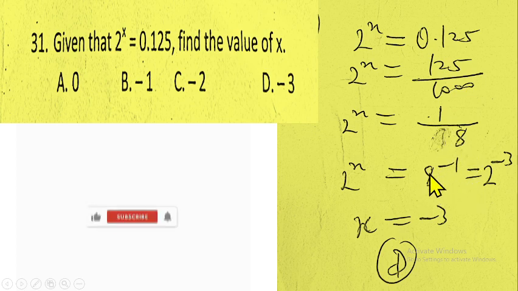You can change this one to index. That gives us 2 raised to power 3 times minus 1. That 3 will multiply minus 1, so that gives us 2 raised to power minus 3. The base can take care of the base, so we have x equals minus 3. So option D is the correct option for question number 31.